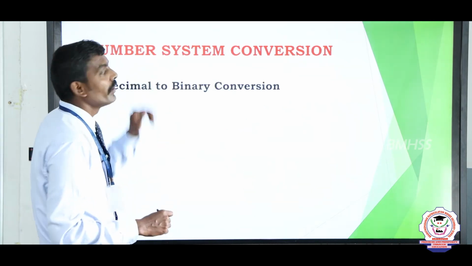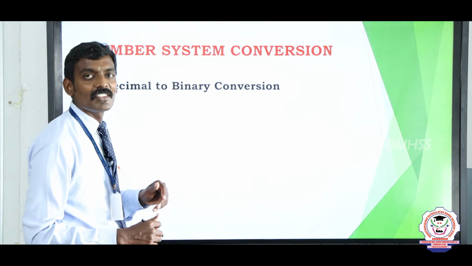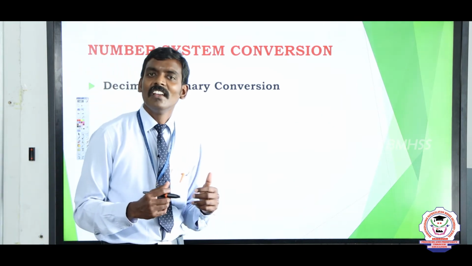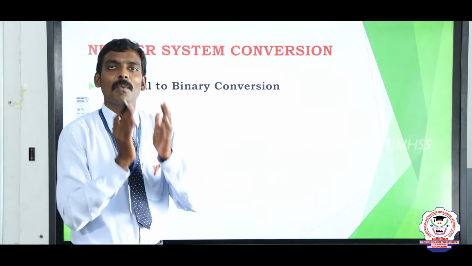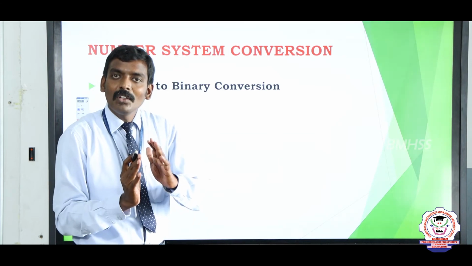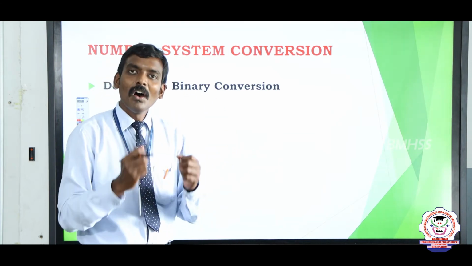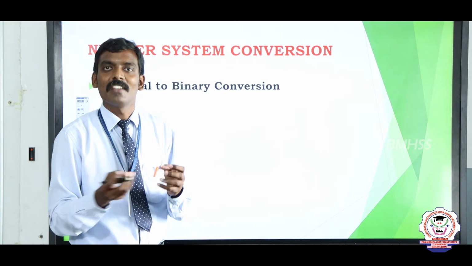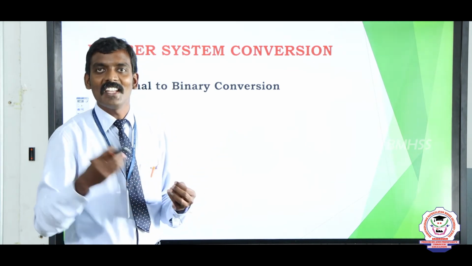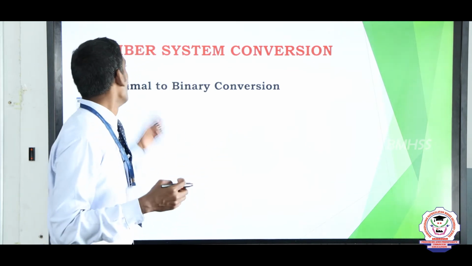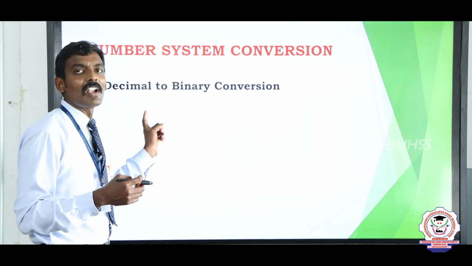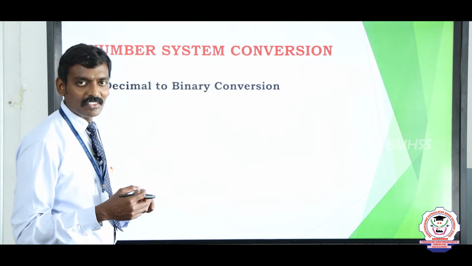Very good. Now we are going to see number system conversion. What is the meaning of conversion? It's very simple. Conversion means one number can be changed into another type of number. How can we change it? We have some formulas. It looks like a mathematical calculation and it's very easy to do. Now we are going to see decimal number system to binary number system conversion.